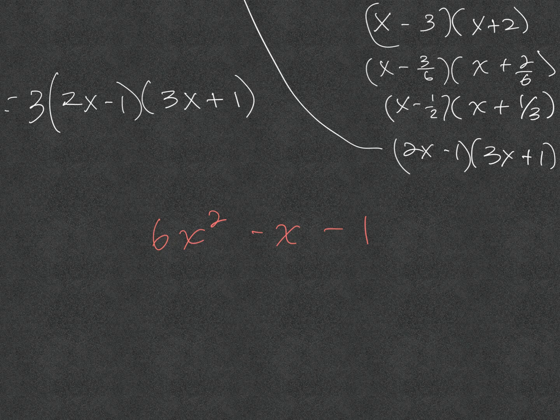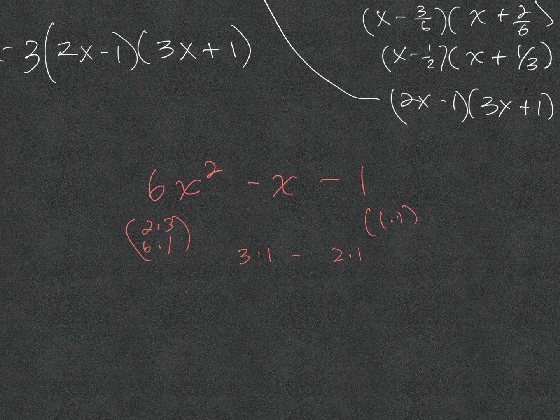Okay, I have 6x squared minus x minus 1. I have 2 times 3. 6 times 1 are the factors of a, and 1 times 1 are the factors of c. So what would give me a difference of 1? Well, it would be 3 times 1 and a 2 times 1, right? Well, that would mean I have to have the 3 on the outside and the 1 on the outside. 2 would have to be in the inside and the 1 would be in the inside.